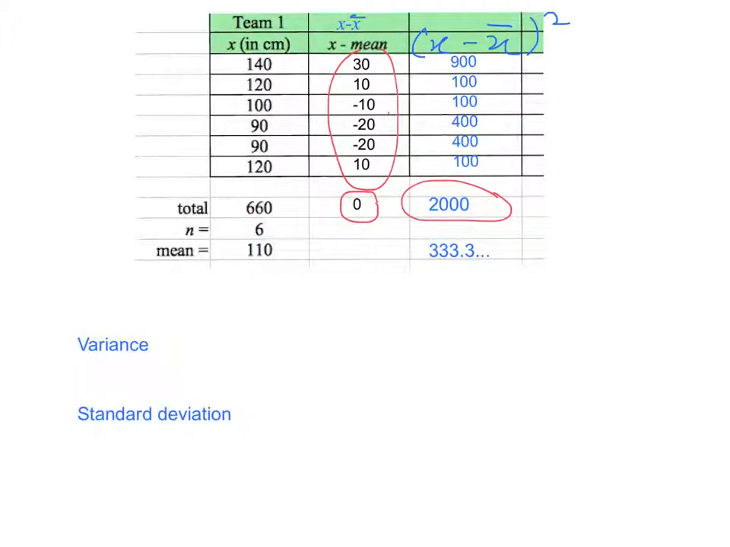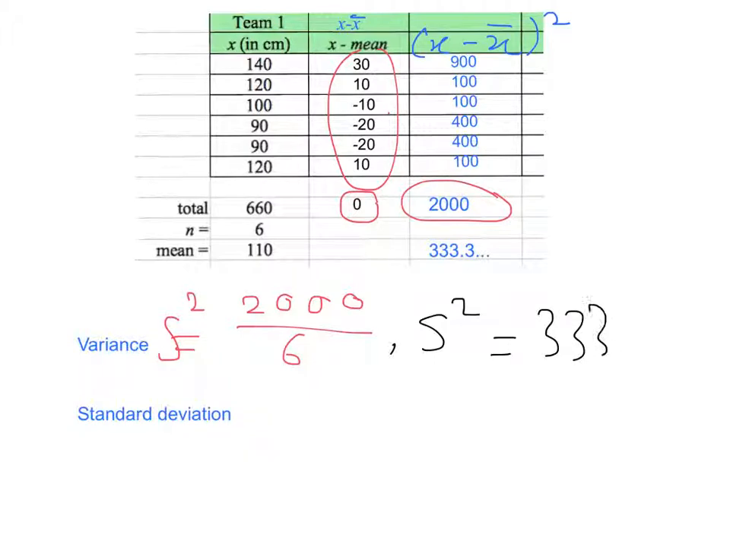And what we usually do is that we take this sum of 2000 and we divide it by the total observation. This particular value is called the variance and usually represented using s squared. In this case, the variance turns out to be 333 and 1/3.